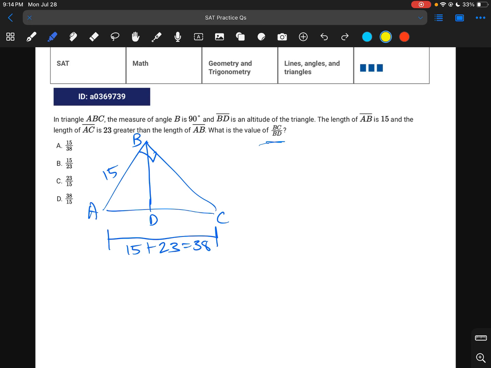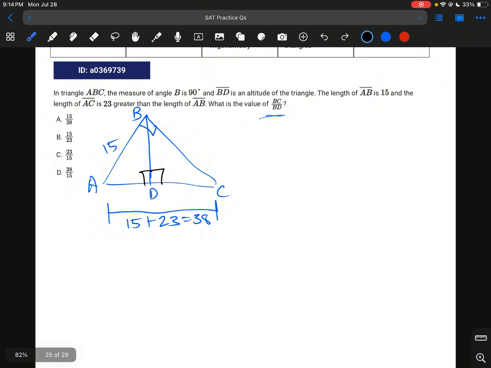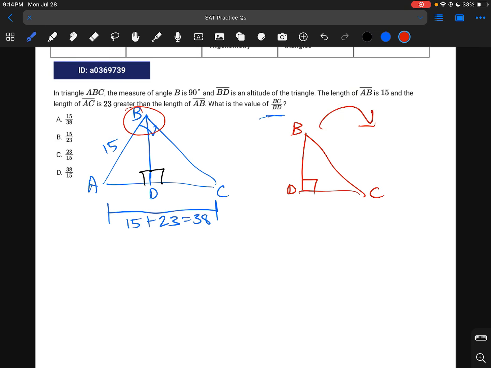So we know that there is a right triangle here and here because of the segment, this altitude. So let's draw this separately, and it might be easier to see. So we have B, D, C. But the 90 degrees on the big triangle, BAC, is on top. Okay, so let's rotate this. So if we do that, you have D here, B here, and C here.